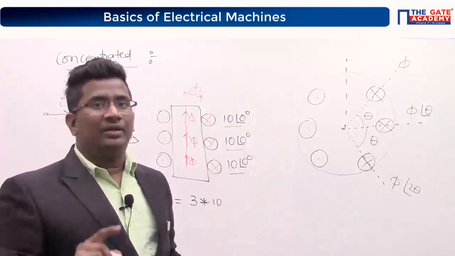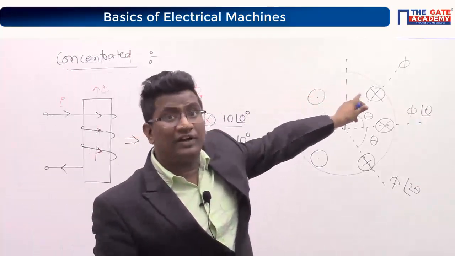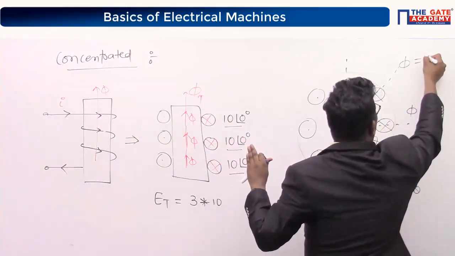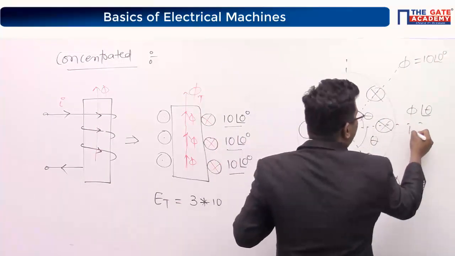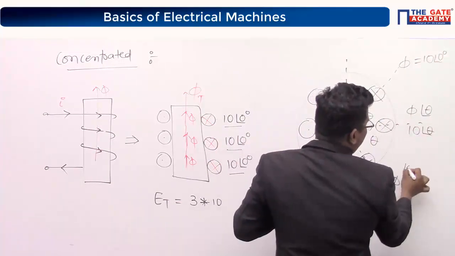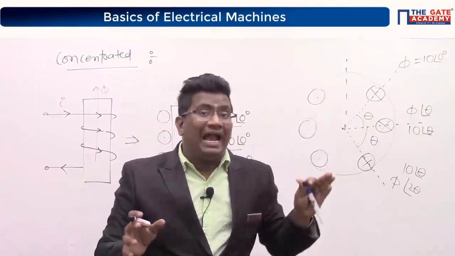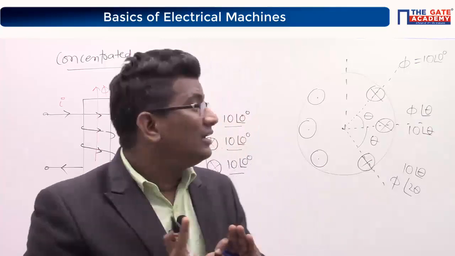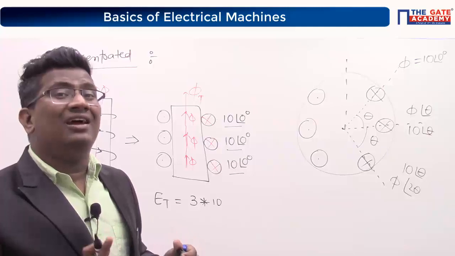And now you tell me, what is the resultant of that flux? Let us say this is 10 at an angle of 0. This is some 10 at an angle of theta. This is some 10 at an angle of theta. Tell me, you have to add algebraically or vectorially? These three, will you add vectorially or algebraically?